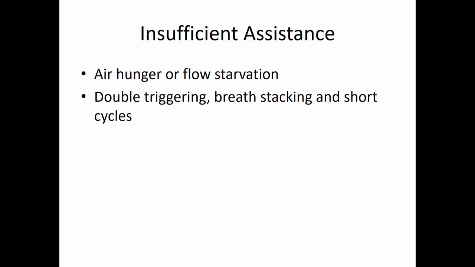Next slide, called insufficient assistance. It's a situation where the ventilator is not delivering what the patient wants, and the patient is trying to get more. So the classical situation is what we call air hunger or flow starvation, and the consequence of that can be double triggering, breath stacking, and short cycles. Next slide.